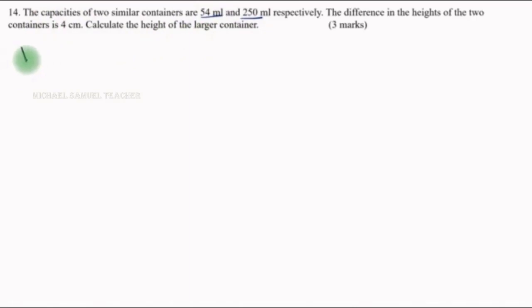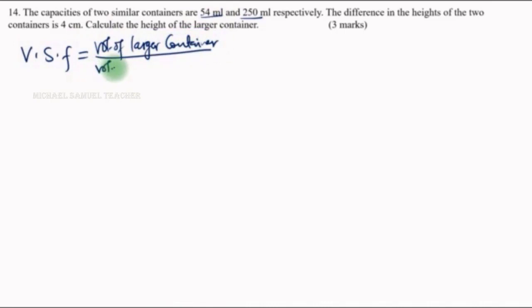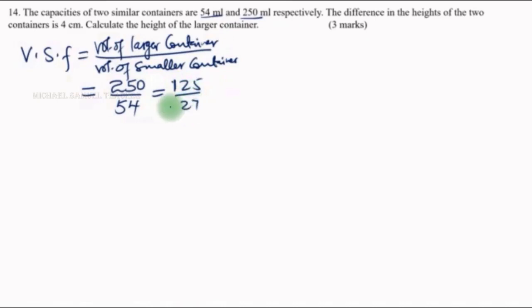So in this situation, we can get the volume scale factor, and the volume scale factor shall take the volume of larger container, we divide by volume of smaller container, and volume of the larger container is 250 ml divided by the volume of the other smaller container, which is 54. This is the same as divided by 2. We get this is the same as 125 over 27.